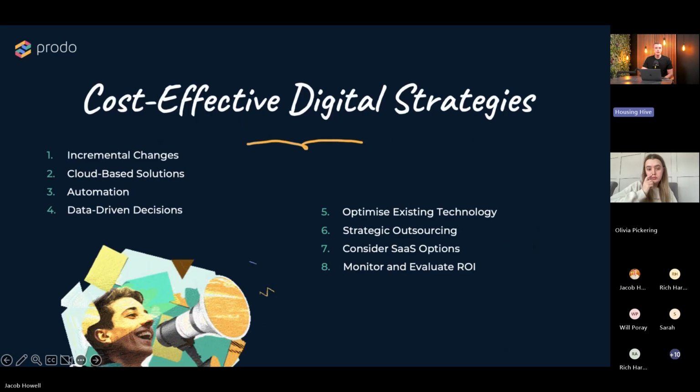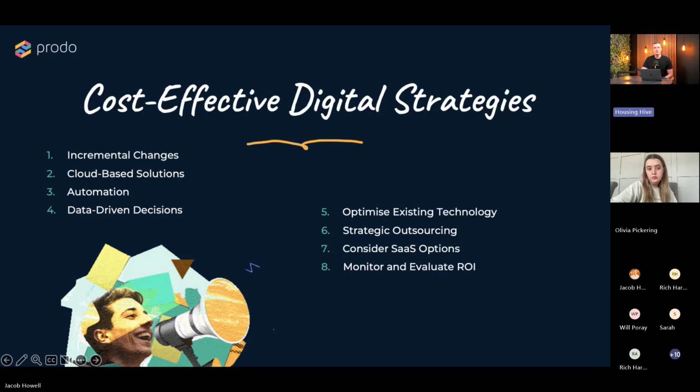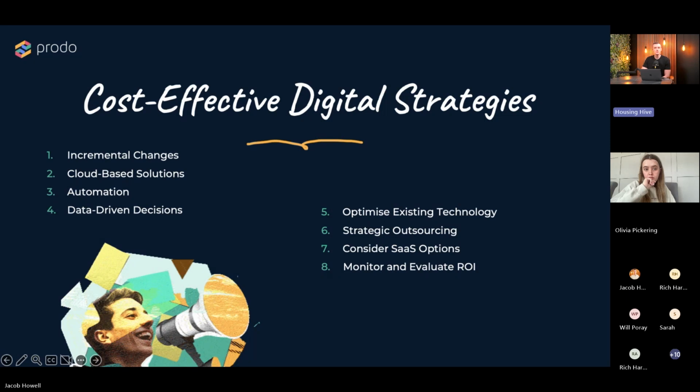So a quick overview of what we're going to be touching on today is basically starting with incremental changes and their impact, moving on to cloud-based platforms, looking into automation, data-driven decision making, and everything that goes along with that, as well as things that we look to touch upon when we do run things like digital capabilities assessments, which is essentially looking to improve and work more with what you already have, as well as the potential benefit of strategic outsourcing for certain things, and on the whole, how you evaluate and monitor return on investment on these things as well.